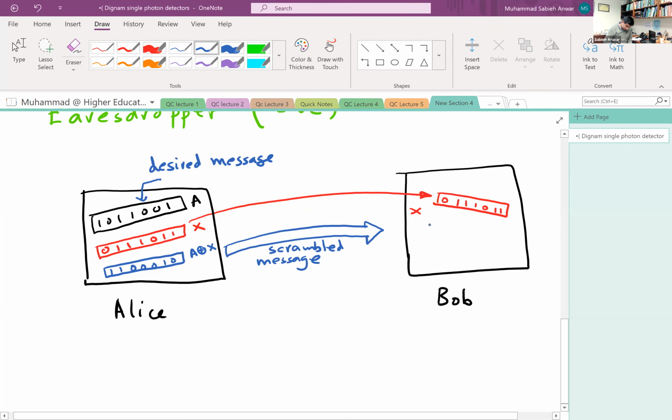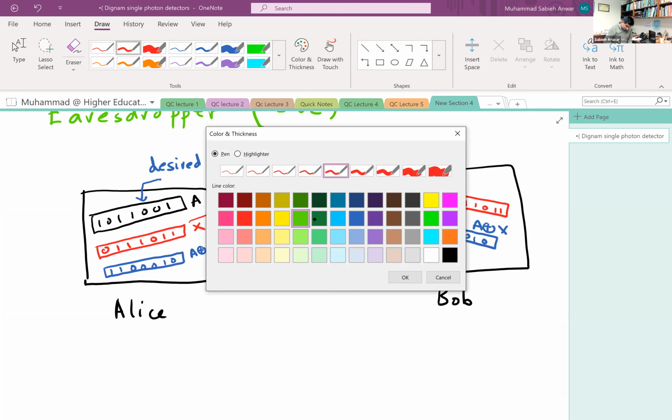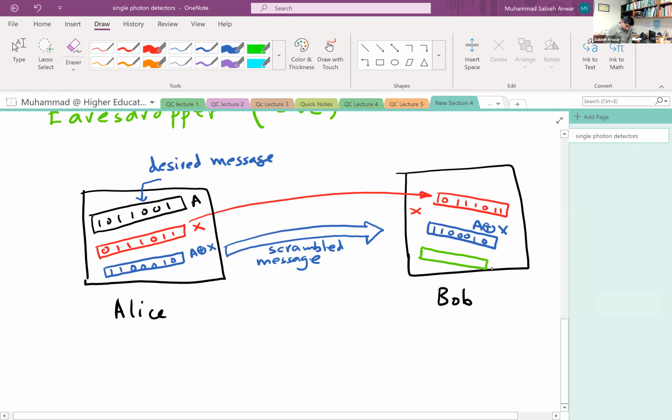Okay, so Bob gets this message A plus X, and then finally Bob does an exclusive OR between the message he receives and the key. When this exclusive OR is done, you get 1 0 1 1 0 0 1, and this turns out to be the same as A. I hope this explains and answers your question duly. Yes, completely. Okay, good. So any more questions?